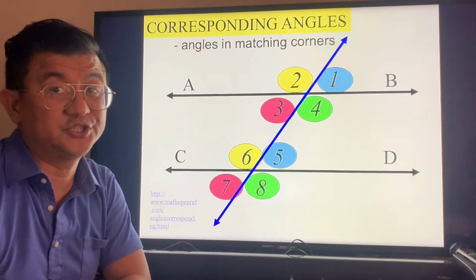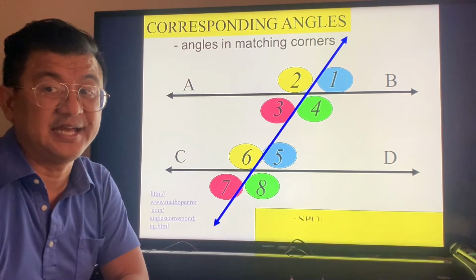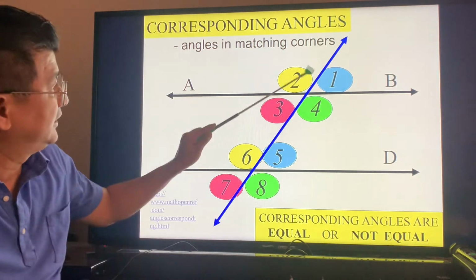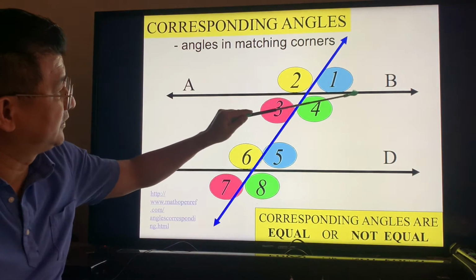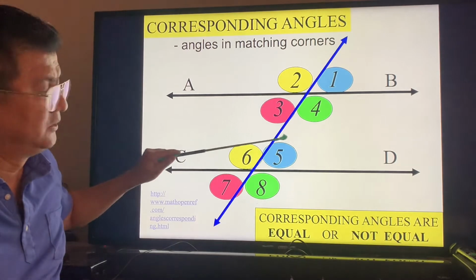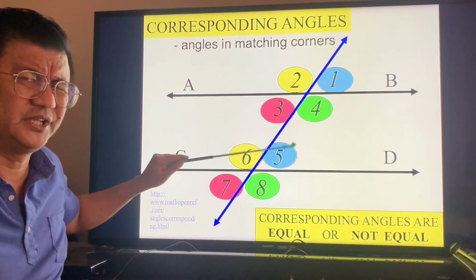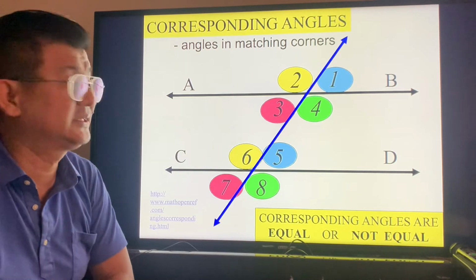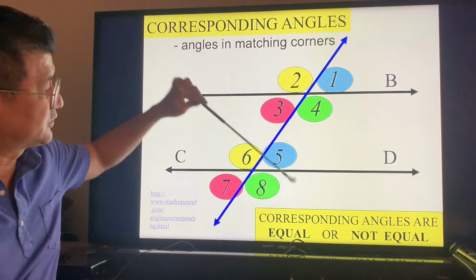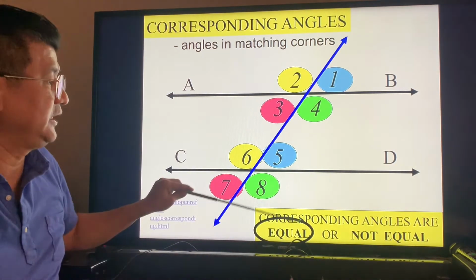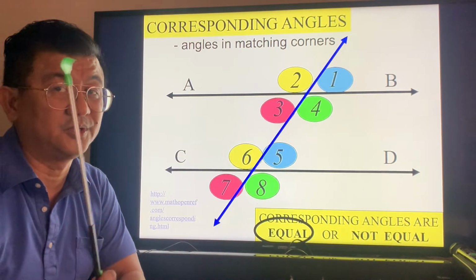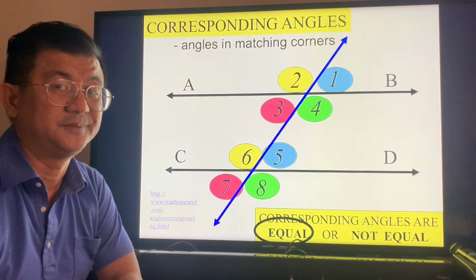But there is a relationship among corresponding angles. Are they congruent or equal to each other? Let's check it out. If this is 30 degrees, what do you think this is? Will it be bigger or smaller than 30 degrees? It can't be. They have to be the same. So if you're 30, you're also a 30. So they're equal to each other. Corresponding angles are always equal or congruent to each other.